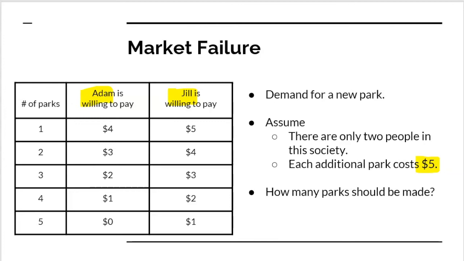We know that for a single park, Adam is willing to pay up to $4, and Jill is willing to pay up to $5. For 5 parks, Adam is willing to pay $0. Adam does not want 5 parks. Jill is only willing to pay $1 for 5 parks. Here we see diminishing marginal returns. The more parks that are produced, the perceived benefit that Adam and Jill get out of those parks is going to decrease and decrease and decrease.